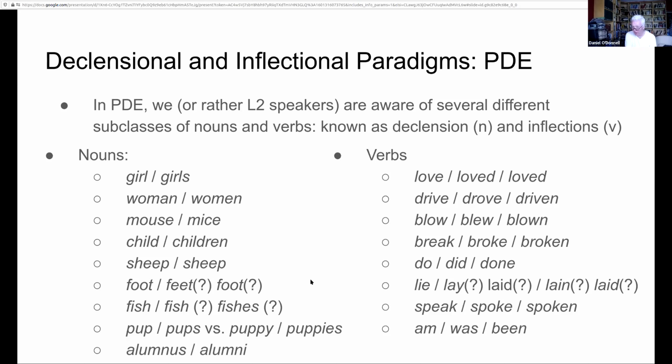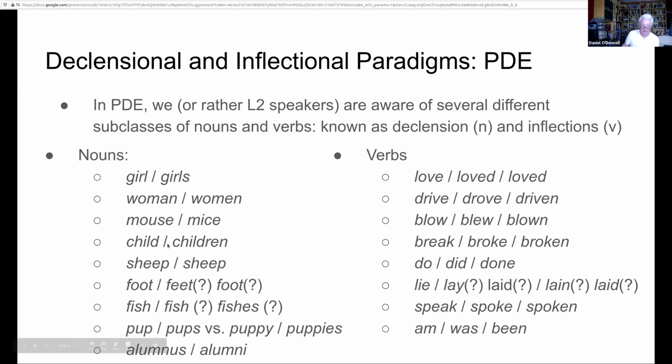And the same is true in verbs. We've got our regular verbs, things like love, loved, loved, I love, I loved, I was loved. And then you've got verbs like drive, drove, driven. I drive, I drove, I was driven. Blow, blew, blown. Break, broke, broken. Do, did, done. Lie, and then I don't know. I lay, I laid, I lain, I laid. Again, different dialects will have it slightly differently. Speak, spoke, spoken. And then a completely different kind of verb, am, was, and been.